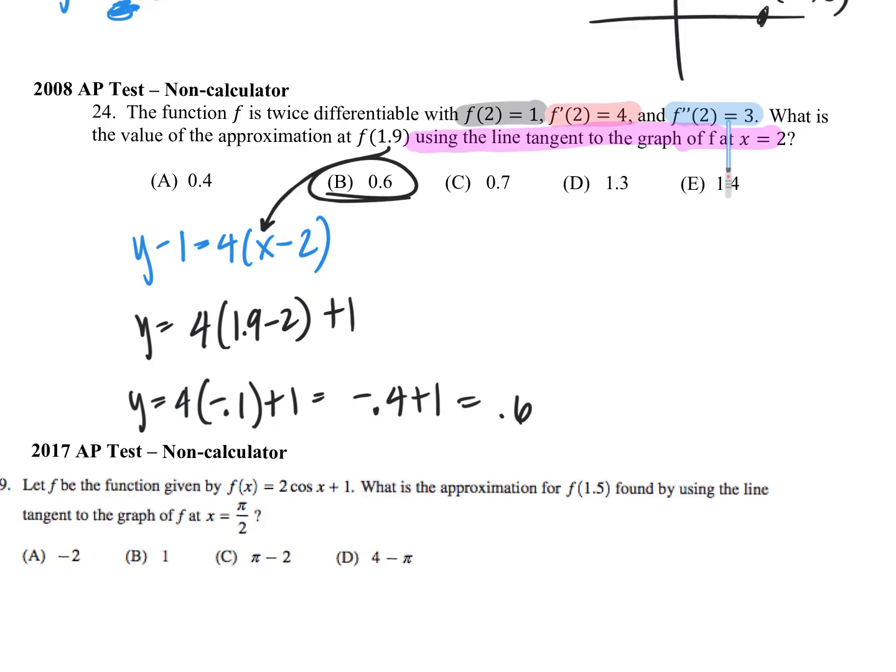Did we need this info? They threw that in there to be ornery. This would tell us that it's an underestimate, but we didn't need that. Rude, 2008 AP test. Okay.